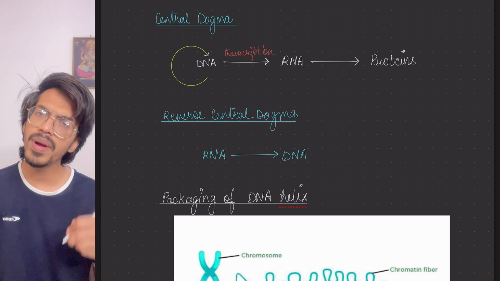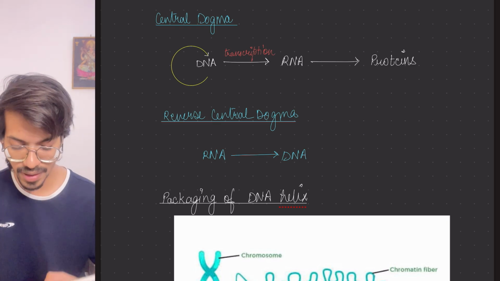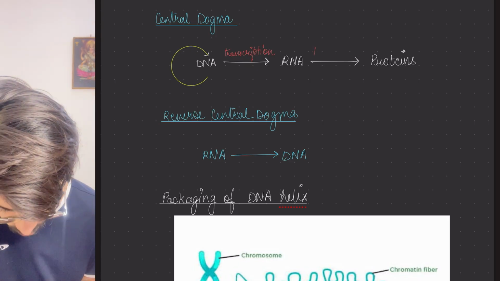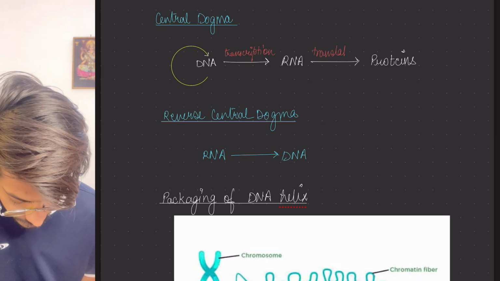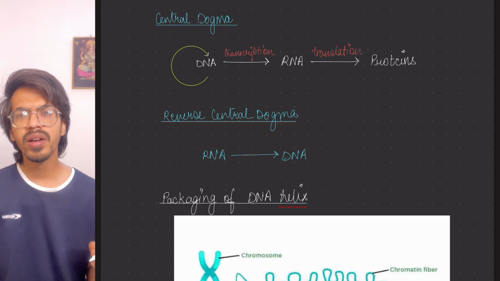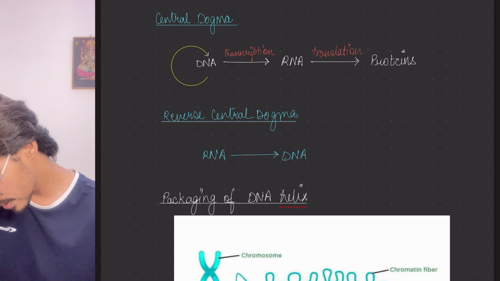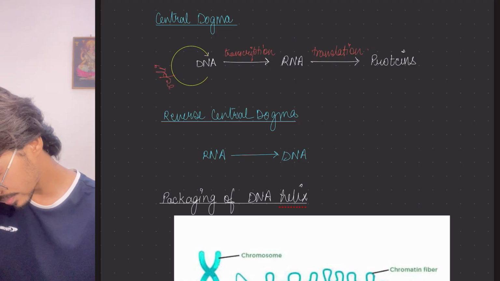Moving on, from the headmaster it will go to the teachers, meaning RNA will make the teachers. Teachers are what? Proteins, which will do the work. So this is called what? Translation. Now, if the cell is dividing, the cell has to make another DNA again. This process is called what? Replication.